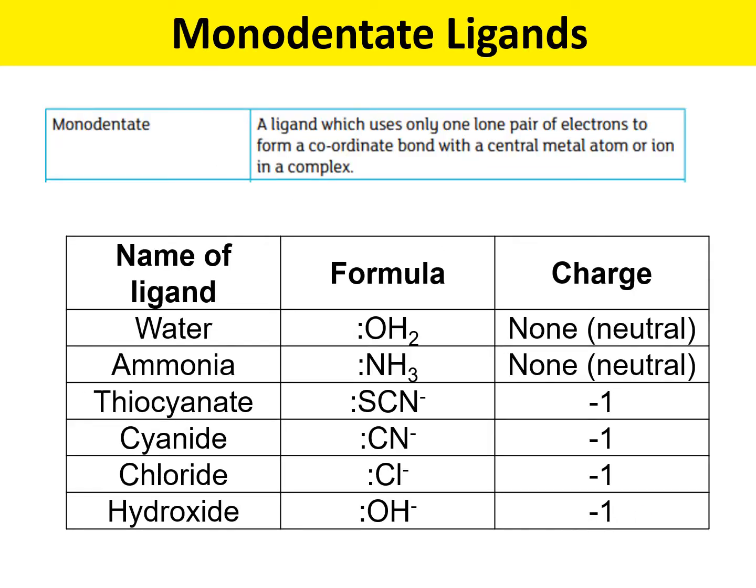We mentioned water and chloride as a ligand in the previous slide. A ligand which uses only one lone pair of electrons to form a coordinate bond with a central metal atom or ion is called a monodentate ligand. We also can see that ligands can have different charges. So for example, our water molecule is neutral, but our chloride ligand has a charge of -1.